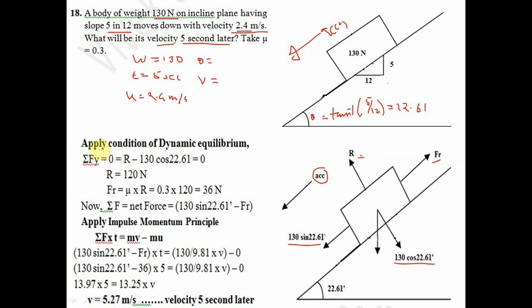Okay, now I apply condition of dynamic equilibrium. So from summation Fy is equal to 0, R minus 130 cos 22.61 is equal to 0. So from that we will get reaction R. From reaction R we have to calculate frictional force, that is 36. Now we have to calculate what? Net force. Summation F is equal to net force. The net force will be this 130 sine 22.61 minus Fr.